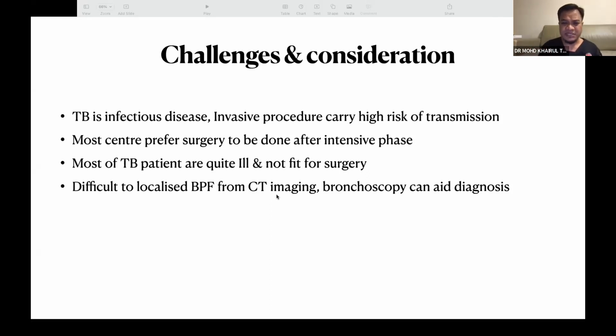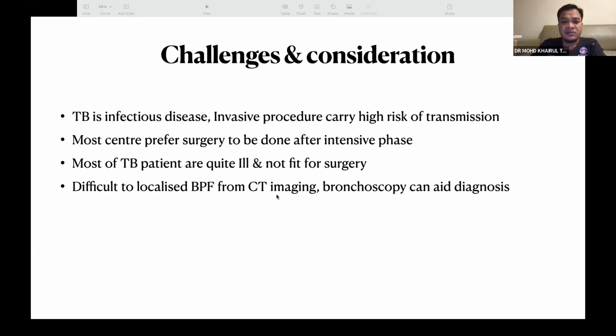Most of the CT imaging and most of the radiologists are unable to identify or localize the specific subsegment that we need to occlude during bronchoscopy. So that's why bronchoscopy plays an important role to aid the diagnosis. I think some of them say using methylene blue, and usually flushing the saline and seeing the continuous bubble. So bronchoscopy will aid the diagnosis of bronchopleural fistula.